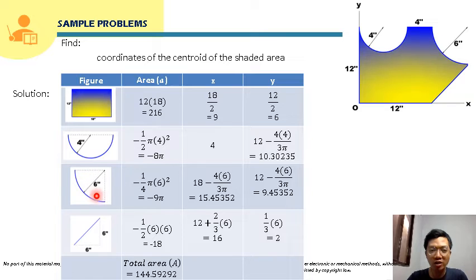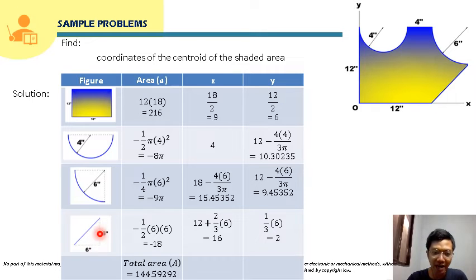Now, for this quarter circle, its area will be 1/4 pi r squared. We will make it negative because we will subtract this also from the rectangle. So its area will be negative 9 pi.